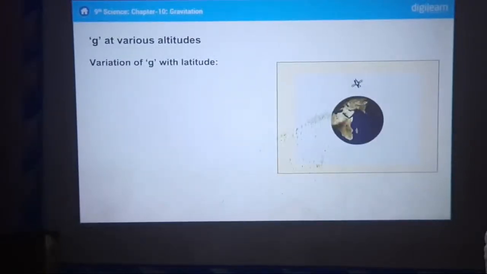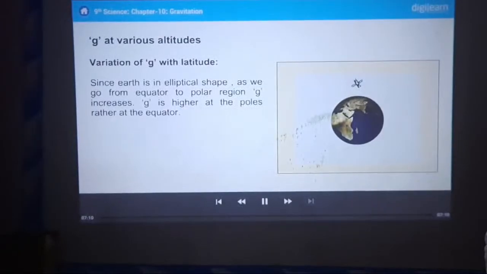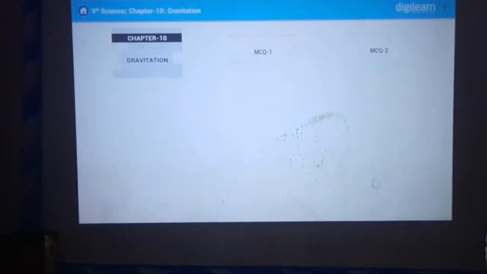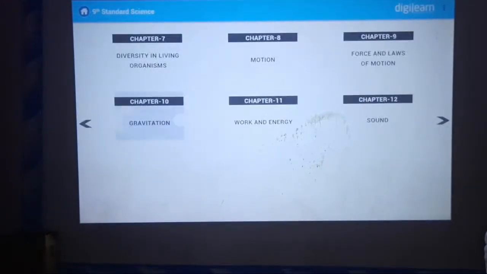Variation of g with latitude. Since the earth is of elliptical shape, as we go from the equator to the polar region, g increases. g is higher at the poles than at the equator. Okay, this completes the chapter Gravitation. Now we'll move on to the next chapter, Work and Energy.